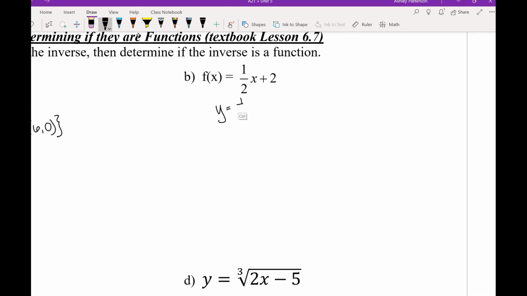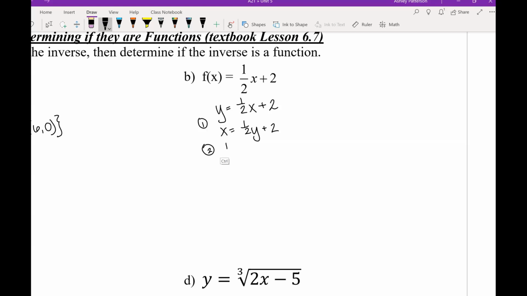So the first thing that I'm going to do is write f of x as y. It's just a little more visually pleasing. And then I'm going to switch x and y. So switching the x and the y, but let's be honest, ladies and gentlemen, we never have x as the output. So step 1, switch the x and y's. Step 2, solve for y.